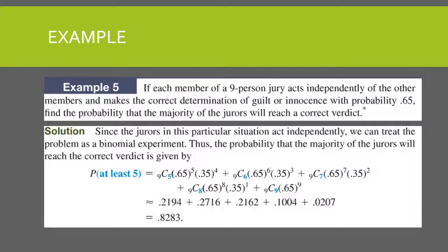Okay, since they're acting independently, we can treat the problem as binomial. The majority will reach the correct verdict. Now, majority, you've got 9 people, so that means you need to have 5, 6, 7, 8, or 9 come to the correct verdict. And there's really no way to do this. Well, there are 2 ways to do it. You could do 0 through 4, 0, 1, 2, 3, 4, and then subtract it from 1. But either way, you're going to end up doing about the same work, so you might as well just do at least 5. So find the probabilities for each of those for 5, 6, 7, 8, and 9, as you see here. Add those together, and you get 0.8283.